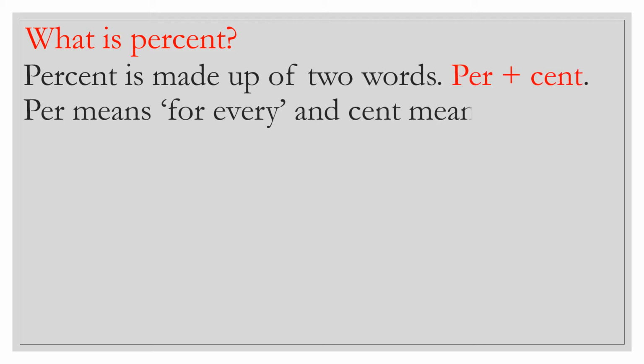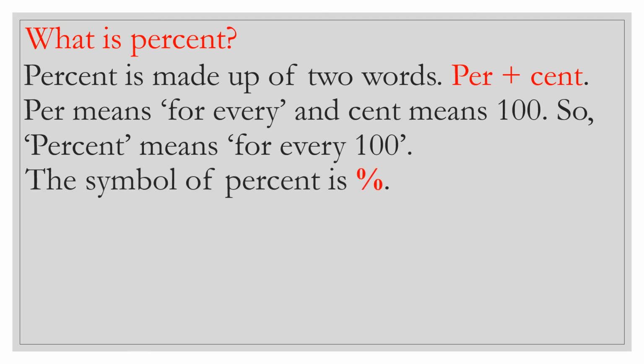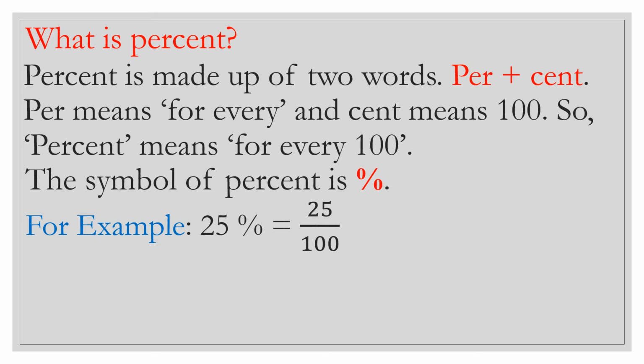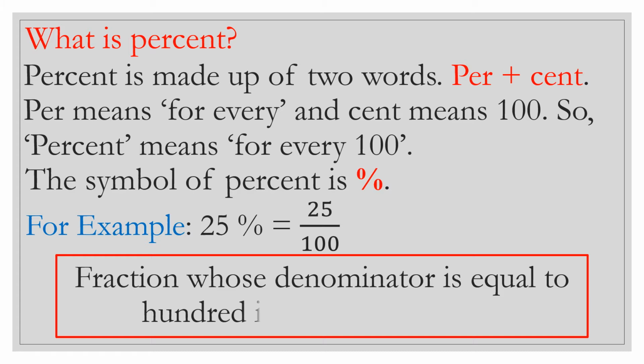Per means for every and cent means 100. So percent means for every 100. The symbol of percent is like this. For example, 25% is equal to 25 upon 100. So a fraction whose denominator is equal to 100 is called percentage.